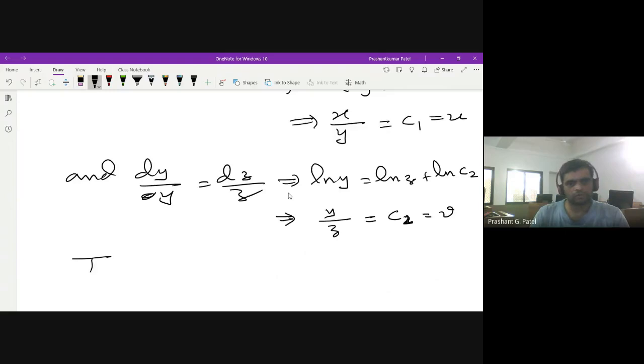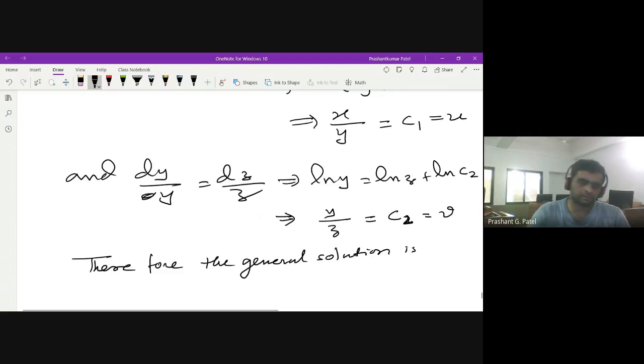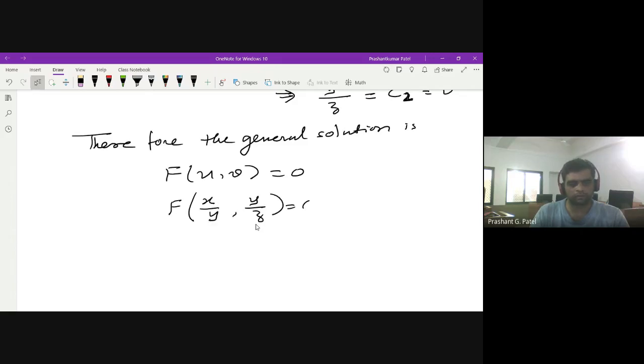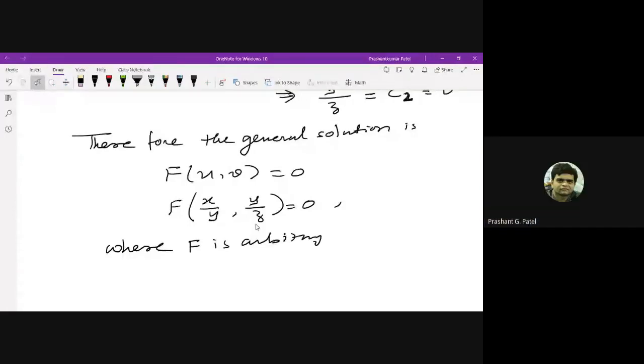So therefore, the general solution, as you know, can be written as capital F of u, v equal to 0, where u and v we have calculated. So capital U is x by y, and v we got y by z, equal to 0, where this f is an arbitrary differentiable function.